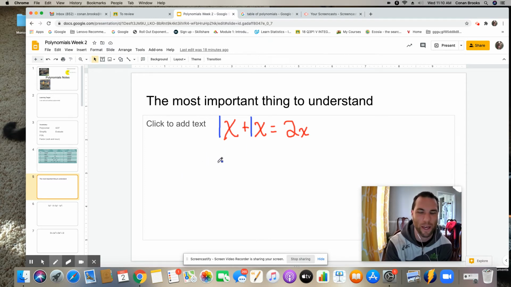Notice that the exponent did not change. What's the exponent? Well, the exponent you don't write because it's 1. If the exponent's 1, you don't write it. And this is to the first, and this is the first. So when you add and subtract, the exponent does not change, okay? But if you multiply, so x times x, then you get x squared.